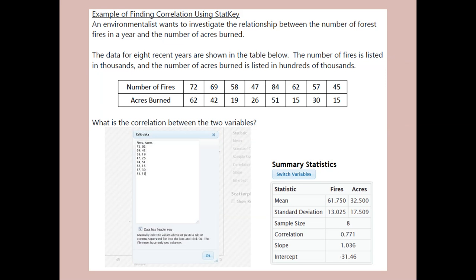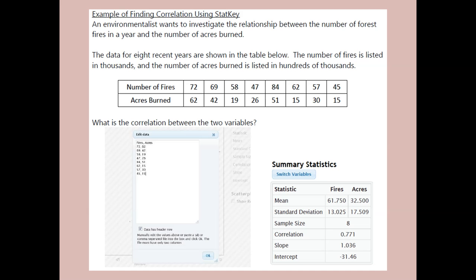On this slide, we have an example, and then what happens when you feed that example data into StatKey. We have data for 8 years where we have the number of forest fires in a year and the number of acres burned. The way that you enter the data into StatKey, and you don't need to have the header row like I have in there, is you put every individual in a single row, where it's X measurement, comma, Y measurement.